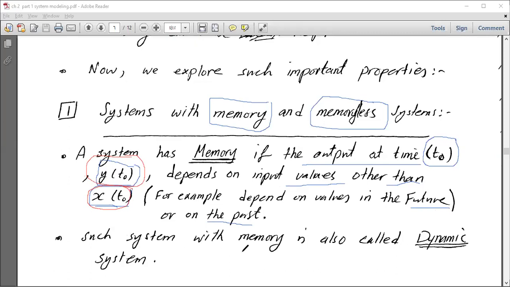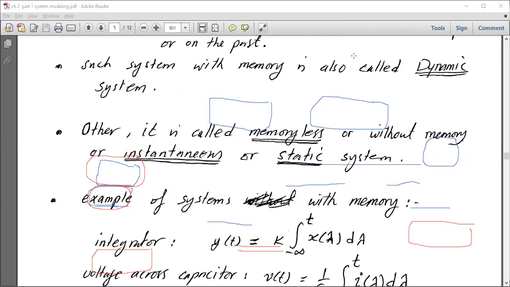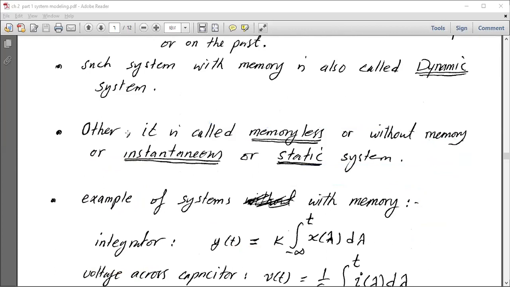Such a system with memory is also called a memory system. Systems that have memory are also called dynamic systems; they have another name, dynamic systems. Once more, what is the meaning of a memory system? If determining the output at the present time involves any value other than the present value of the input, then the system has memory, and we sometimes call it a dynamic system.